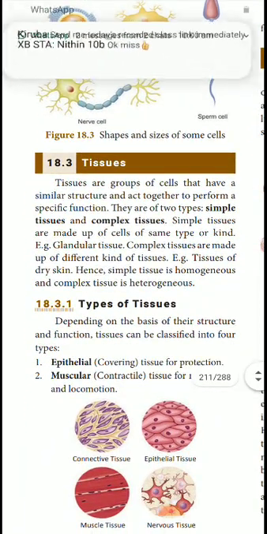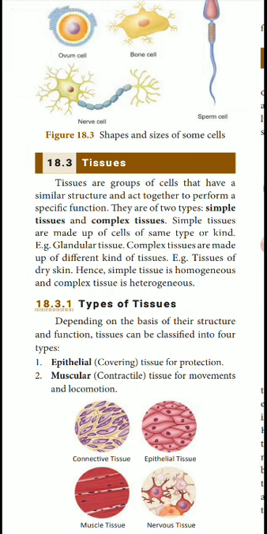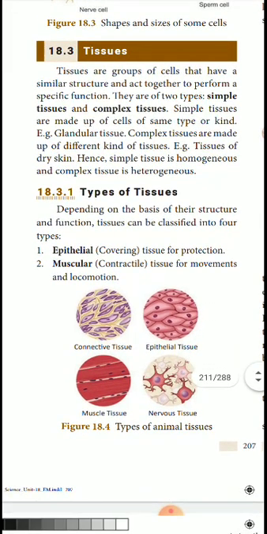Next we go to tissue. Tissues are groups of cells that have a similar structure and act together to perform a specific function. There are two types: simple and complex tissue. Simple tissue is made up of one kind of cell, such as glandular tissue. Complex tissue is made of different kinds of cells, such as the tissue of the skin. Hence, simple tissue is homogeneous and complex tissue is heterogeneous.